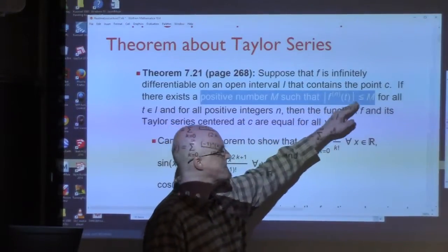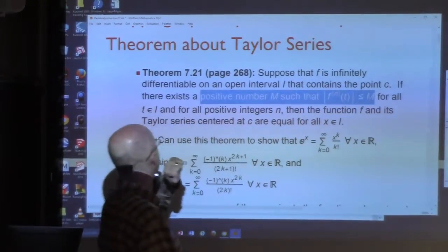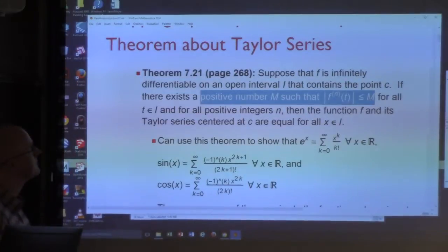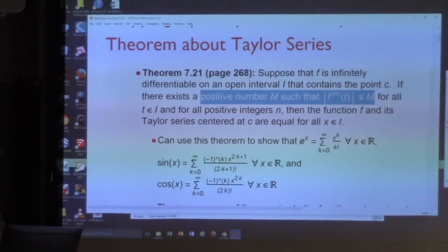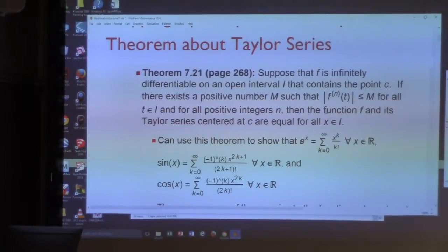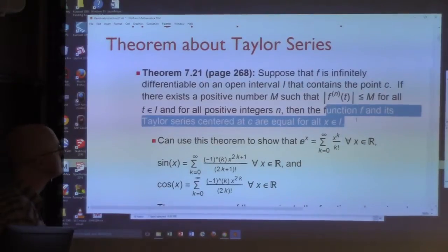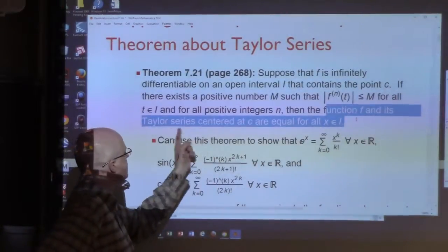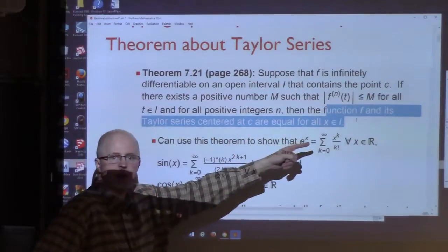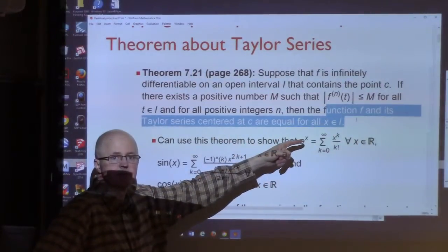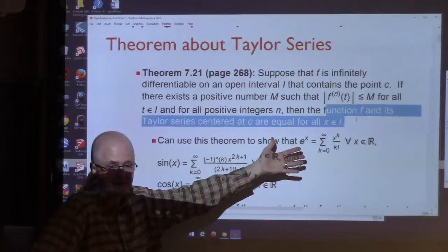If the nth derivative is bounded by M, for all t in I and all n, which may not happen in many cases, but if it does, then the function not only has a Taylor series centered at c, but they're equal. The function f and its Taylor series centered at c are equal for all x in the interval. That's a pretty big deal, right?